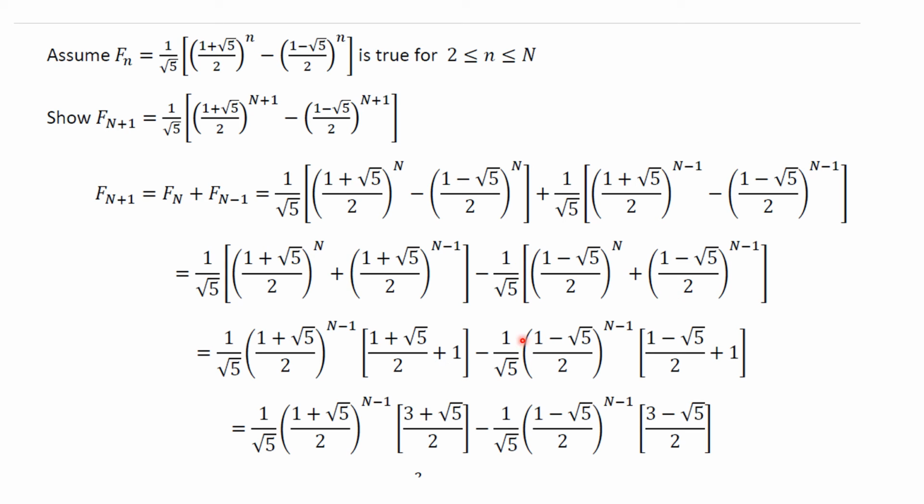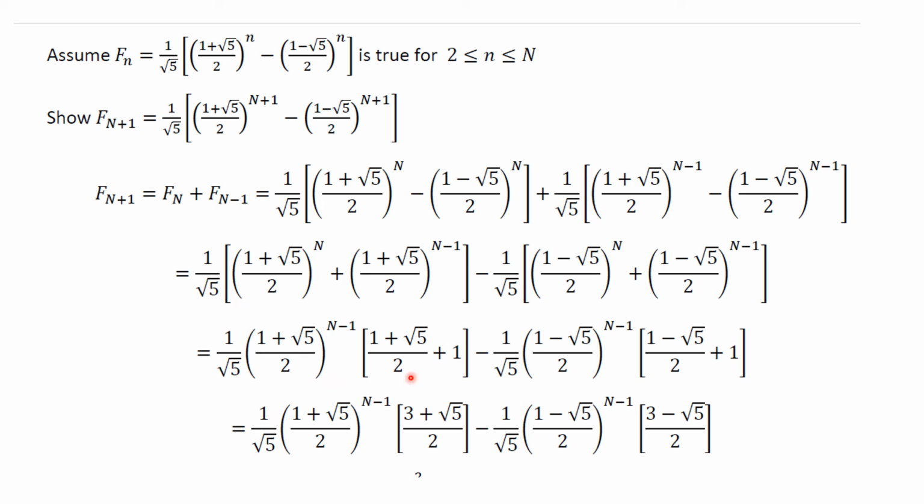So this is going to be minus 1 over square root of 5. I pull that out on the outside. Then I'm going to have plus 1 here. And this is raised to the n minus 1 power. If I take it times (1 minus root 5 all over 2) to the 1, I will have that. So I have this expression.